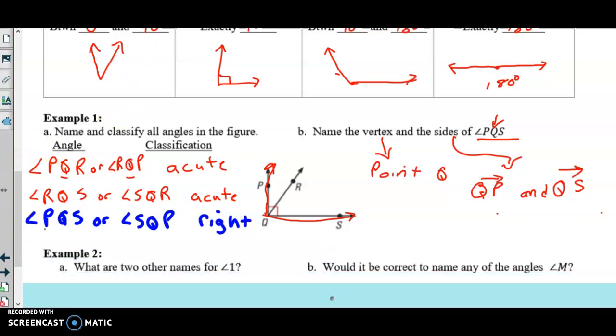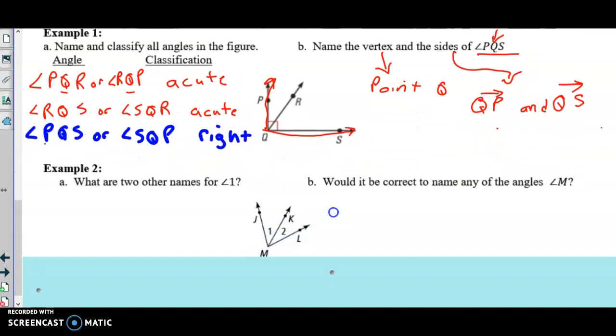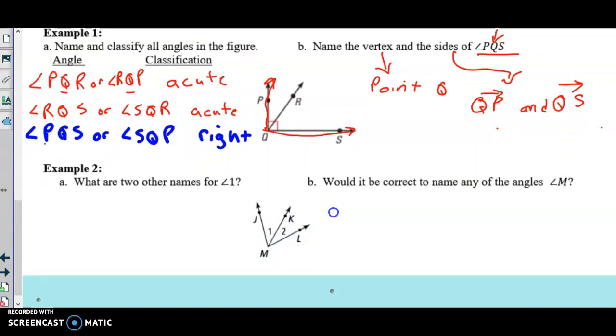All right, example 2. What are two other names for angle 1? Okay, so the first thing we have to do is identify where angle 1 is. So I'm going to take a highlighter. Angle 1 is the angle formed by these two rays right here. Okay, so what's another way to name it?